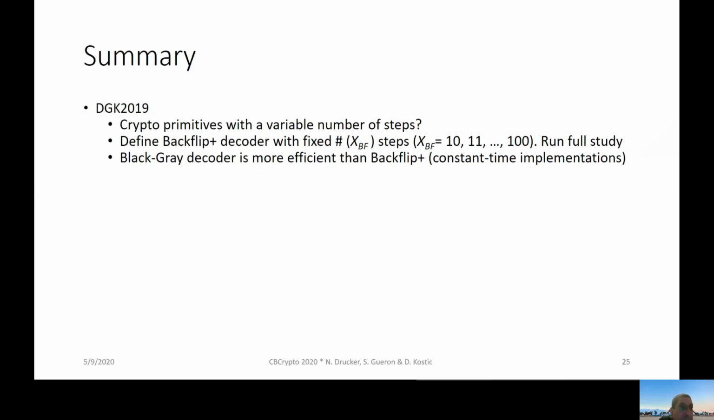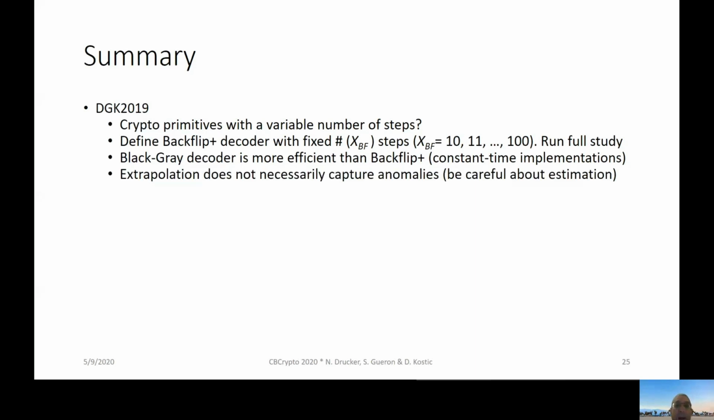So the methodology that I described applies to any decoder, and it turns out that there are better decoders. This was the decoder that was used, at least for the additional implementation of BIKE. Now there is another warning sign. The extrapolation does not necessarily capture anomalies, so we need to be careful about the statement on the estimations. Different extrapolation methods can give different DFR estimations. Here is an example of what happened.